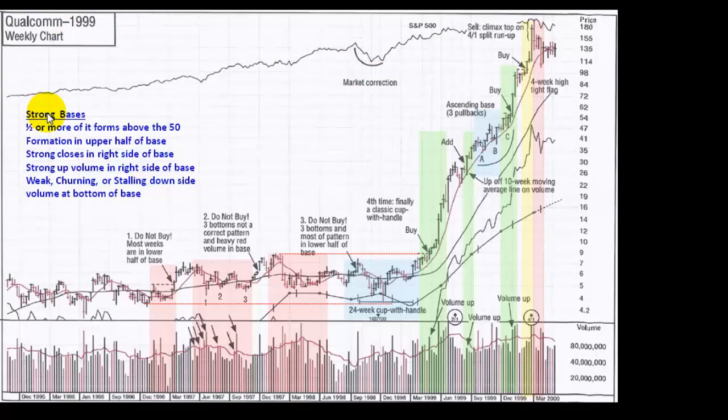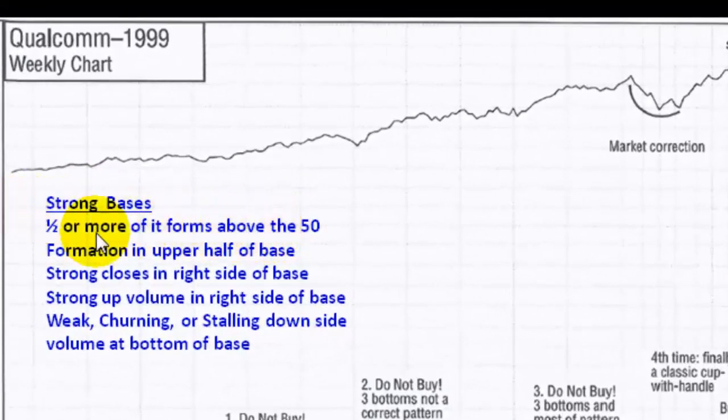Strong bases. This is a great example of faulty bases and what a strong and proper base looks like. When a base is forming, you want half or more of it to form above the 50-day moving average. You also want the formation of the base to be in the upper half of the base, not just at the bottom of the base. You want to see strong closes on the right side of the base. You want strong up volume. At the bottom of the base, it's nice to see weak closes, churning, stalling, anything to the downside that indicates maybe the selling is starting to exhaust itself.